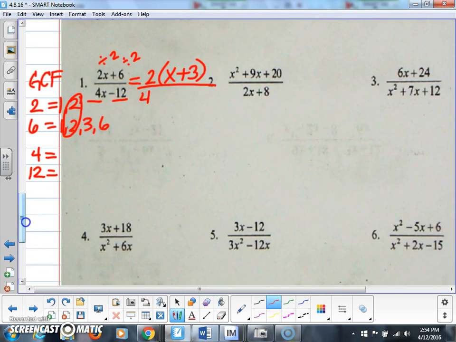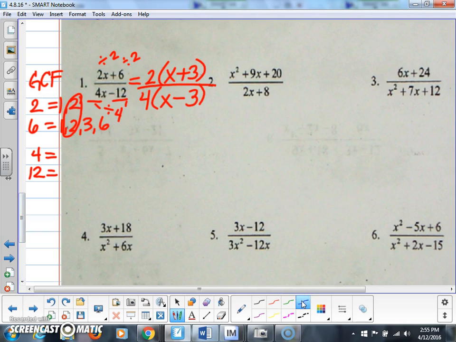So I'm going to put a 4 on the outside, and I'm going to divide both terms by negative 4. What is 4x divided by 4? 4x divided by 4 is 1x. Good. And then negative 12 divided by 4 is negative 3. Those of you who are staring at me or just biting your nails, you better be writing this down.